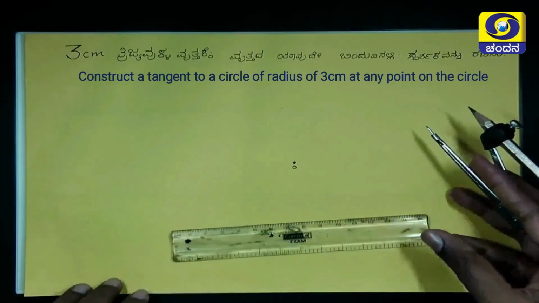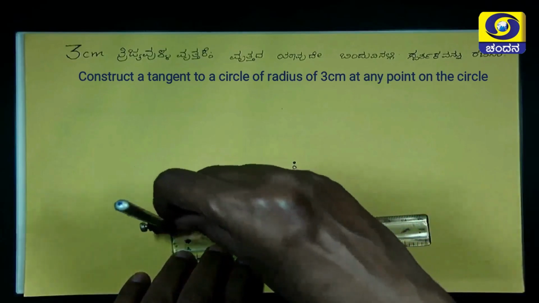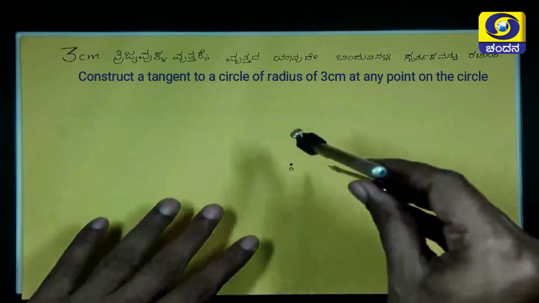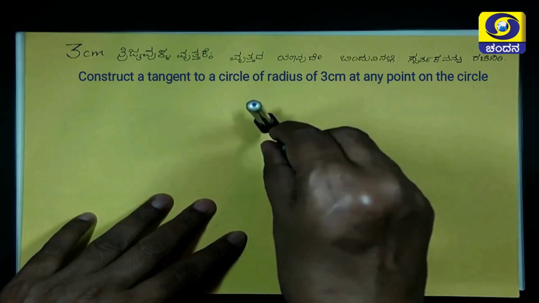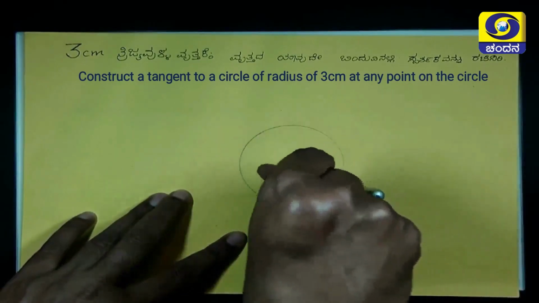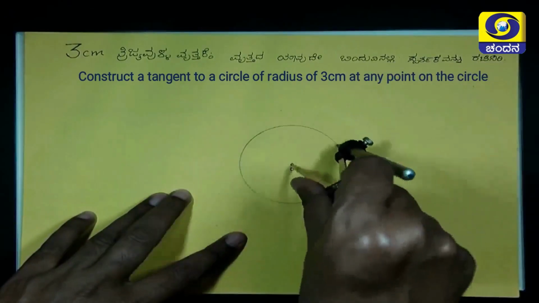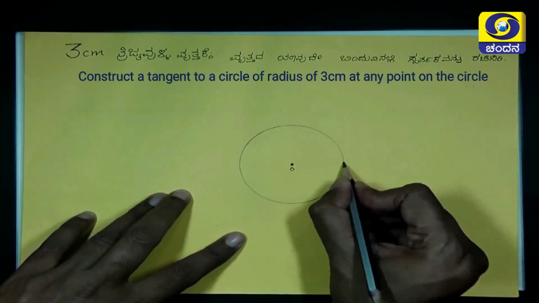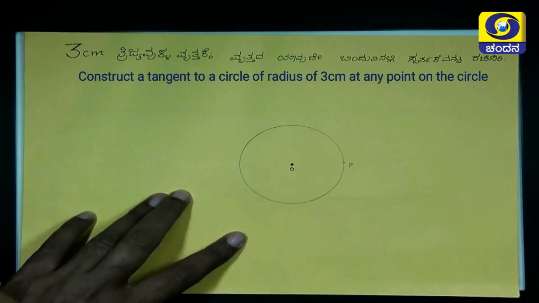First step is to draw a circle of radius 3 cm. With the help of scale and protractor, we measured 3 cm. With center O, we are drawing a circle O. Now, I am going to mark a point P on the circle. It is very convenient to construct on the right side of us, so I am marking the point P on the right side. Now, join O and P. OP is the radius of the circle O.